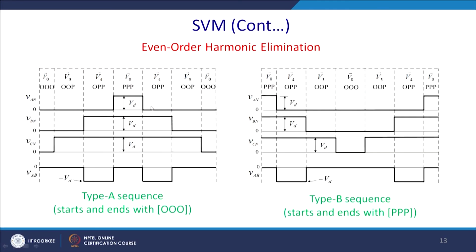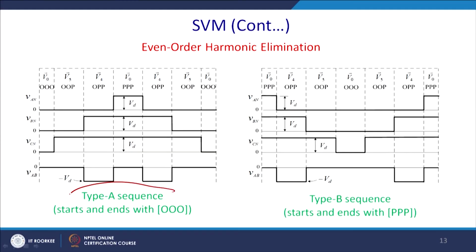So, what will be this? How can you eliminate this? The question arises, how can you eliminate the even order harmonics? Generally you have seen that due to the symmetry, they are not present. So, you can eliminate them in two ways.